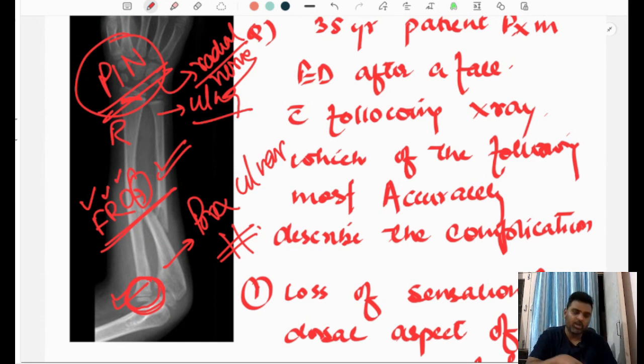So first you have to identify the Monteggia fracture. They can give you a Monteggia fracture, they can give you a Galeazzi fracture. In Monteggia fracture, the most common nerve is the posterior interosseous nerve. They can ask whose branch it is, that is the radial nerve. What are the symptoms that are shown? The patient will not be able to extend the fingers and the thumb, with no sensory problem.